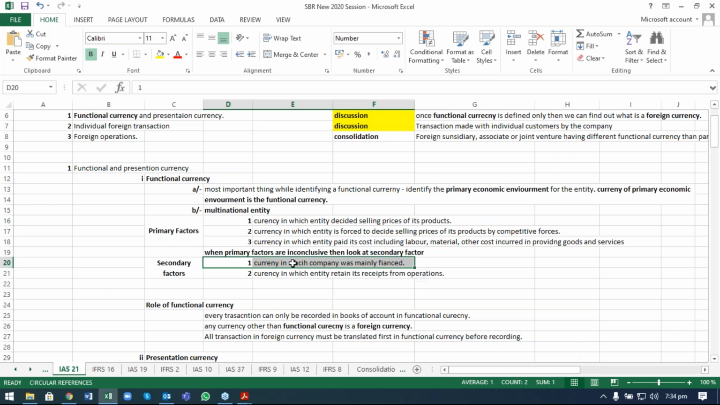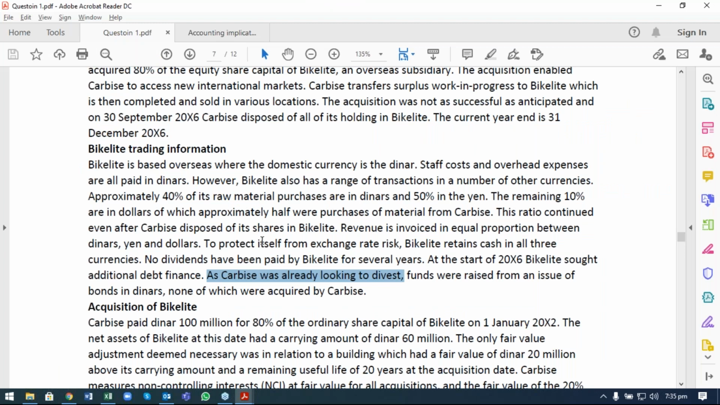Once we have looked into it, the entity is mainly financed through dinars. The last thing is the currency in which the entity retains its receipts from operations. It's clearly mentioned, to protect itself from foreign exchange risk, that Backlight retains cash in 3 currencies. So we're not aware of which currency was decided by Backlight to retain its profits, its retained earnings. In this case, as it's not pretty clear, we'll be summarizing it.